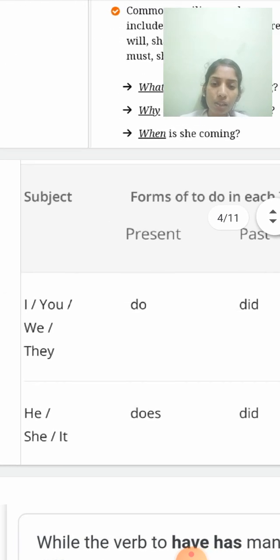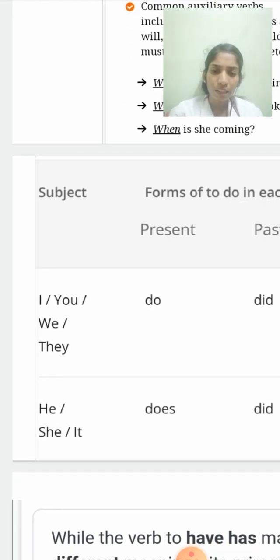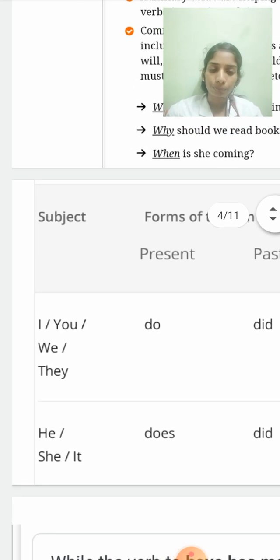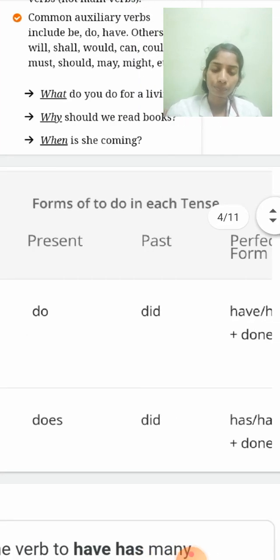So in present tense, for a subject like I, you, we, they, we should use do in present form, whereas for third person singular we should use does in present tense. In past tense, for every subject we should use did only, but in present tense it will differ.